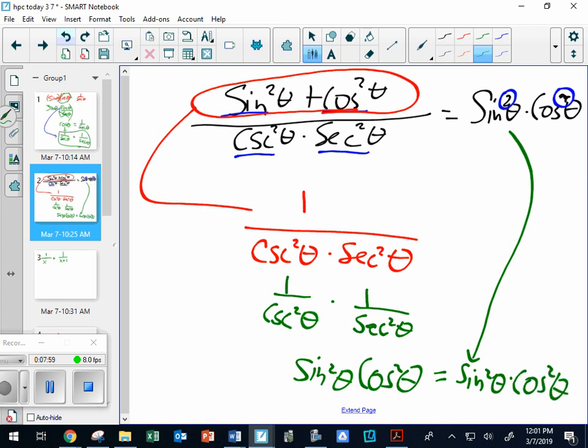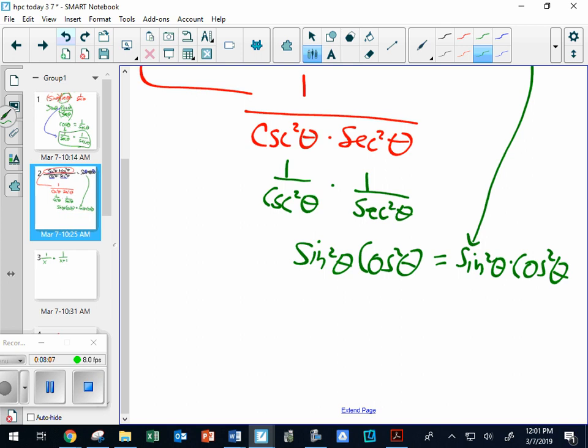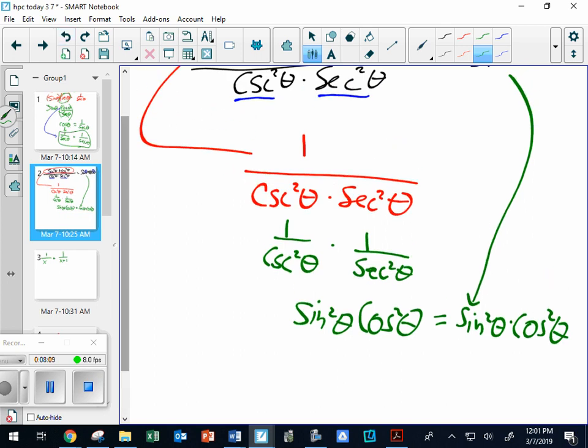Notice I followed the rules. I only messed with one side. And when it was all over with, the left side equaled the right side exactly. And I only did swaps that were on the sheet. That's on the sheet. That's on the sheet.